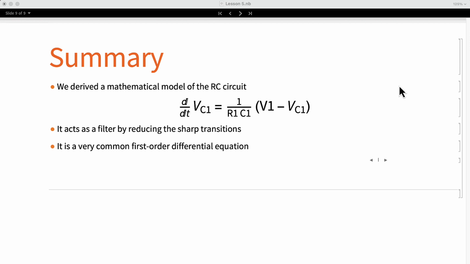This concludes the first part of this course, and I hope you now have a basic understanding of how circuits work. In the next part, we will go deeper into the theory and the methods used to analyze more complex circuits.